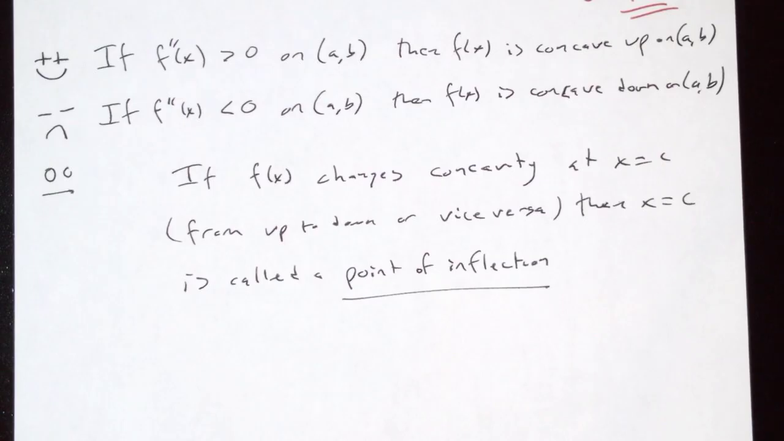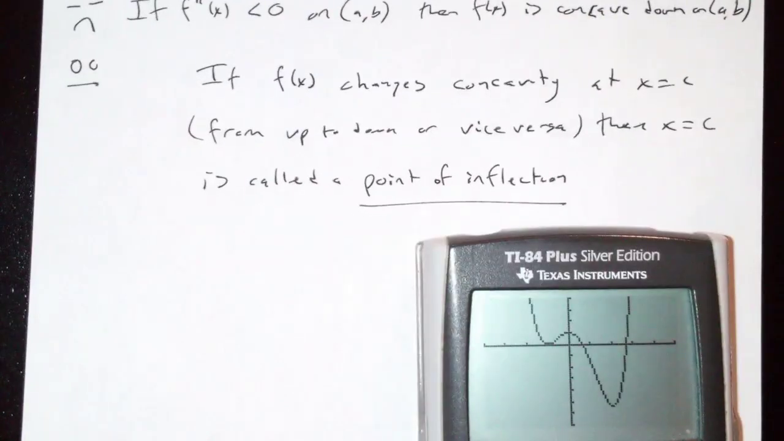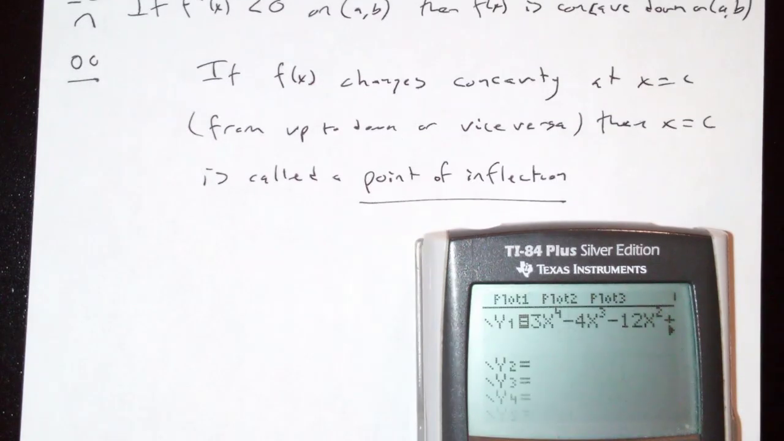Hey, wait a minute. Curviness. I'm going down, then up, I got a curve. I'm going up, then down, I got a curve. I'm going down, then up, I got a curve. I should have inflection points on this graph. That's that function. Let's find them.